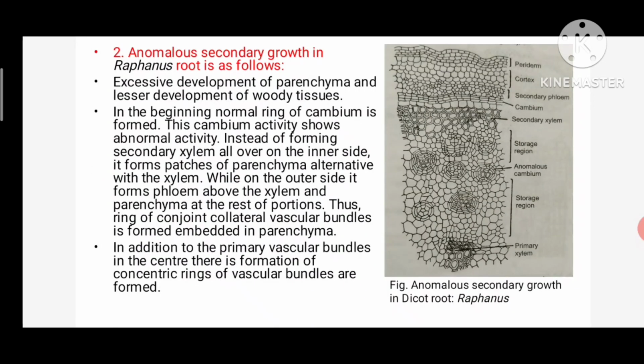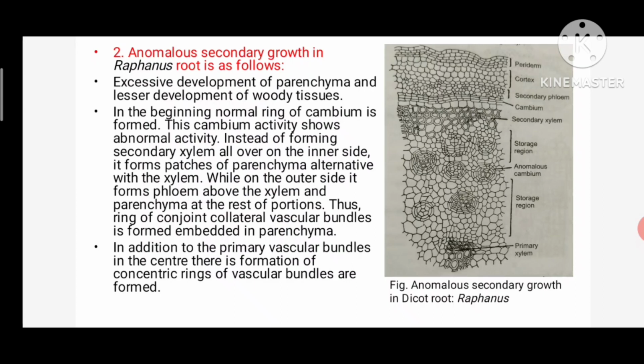Number 2, anomalous secondary growth in Raphanus root is as follows: excessive development of parenchyma and lesser development of woody tissues. In the beginning, a normal ring of cambium is formed.